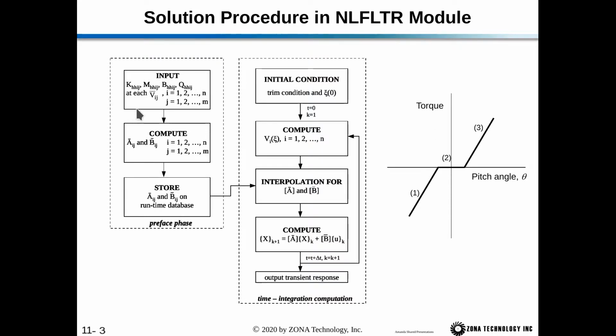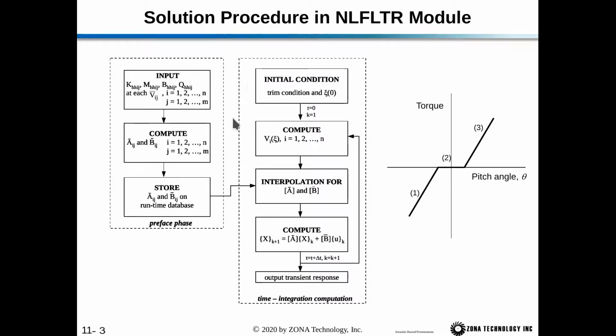So this is the solution procedure in the nonlinear flutter module. In our input, we have the KHHij, MHHij, BHHij, and QHHij for each Vij, where i ranges from 1 to n and j ranges from 1 to m. We then compute the A bar ij and B bar ij. These are in the discrete time, and we store the A bar ij and B bar ij on the runtime database. This step is done before the time marching simulation begins.